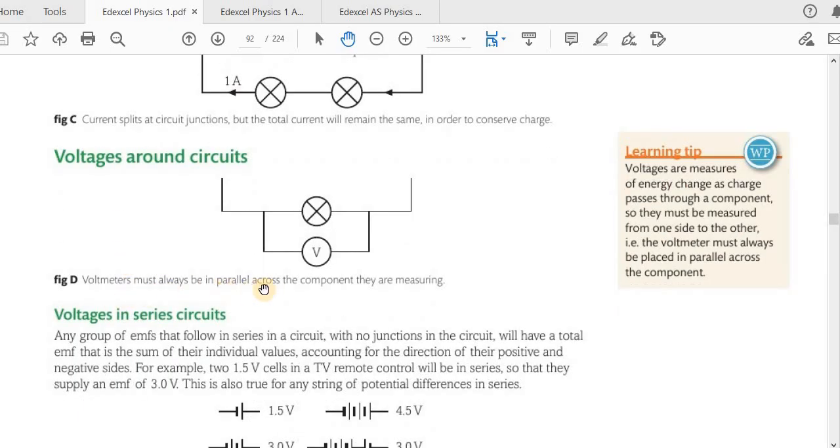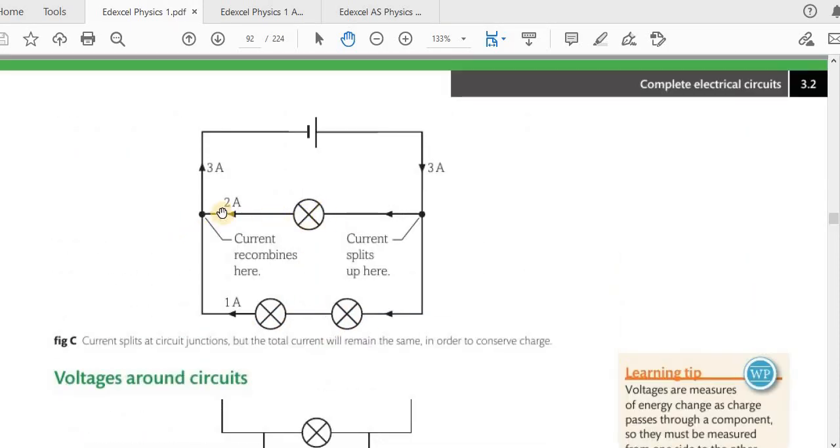Voltmeters must always be in parallel across the components they are measuring. You can see the voltmeter is connected in parallel with this lamp here. Now this lamp here is in parallel with these two lamps which are in series. Whatever current flows through this, which is 1 ampere, has to flow through this because there is no alternative path from here all the way to here.